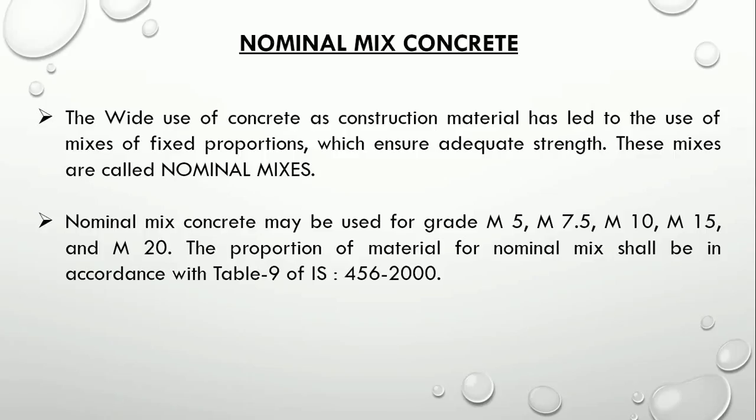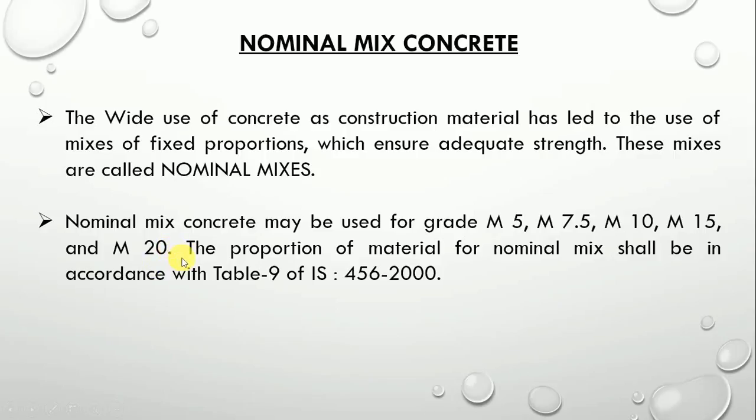Now nominal mixes include the grades like M5, M7.5, M10, M15 and M20. As I told you, 5 is the characteristic strength of the concrete after 28 days, which is measured in a 150 by 150 by 150 mm cube. Okay, same as 7.5 also, 10 also, and 15 also, and 20 also.